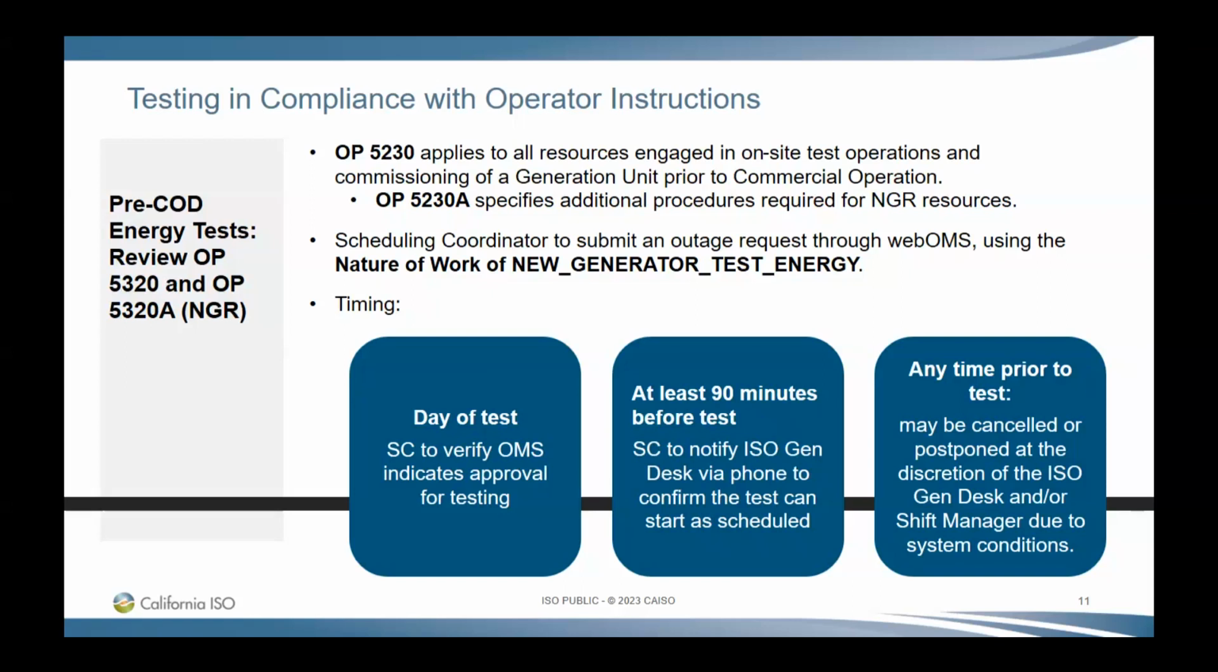Timing also needs to be considered for these tests. On the day of the test, the SC needs to verify that all the information has been submitted correctly into OMS and that they've received the accurate approval. And then at least 90 minutes before the test, the SC needs to notify the ISO GenDesk via phone to confirm that everything can be started as scheduled. And then anytime prior to the test, this could again be canceled, like we mentioned on the last one, at the discretion of the ISO GenDesk operator or the shift manager due to system conditions.